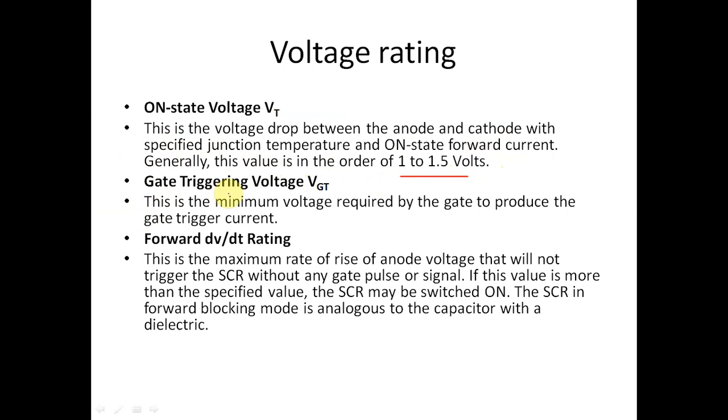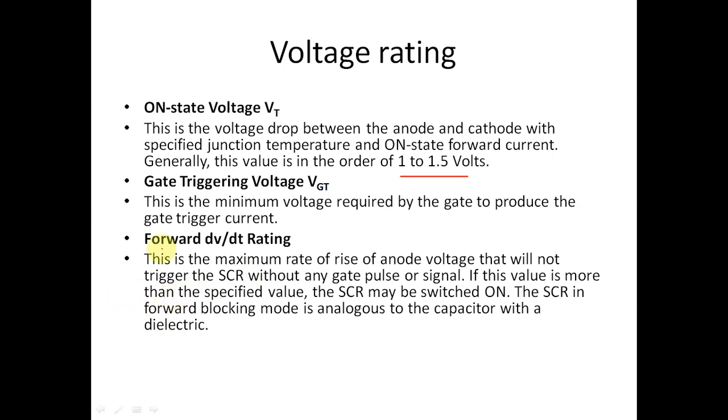Now second one is the gate triggering voltage VGT. Gate triggering voltage is denoted by VGT. When we apply VGT, at that time SCR will be turned on. This is the minimum voltage required by the gate to produce gate triggered current. This is the minimum voltage applied to the gate. So by applying this voltage, SCR will be turned on by producing gate triggered current.